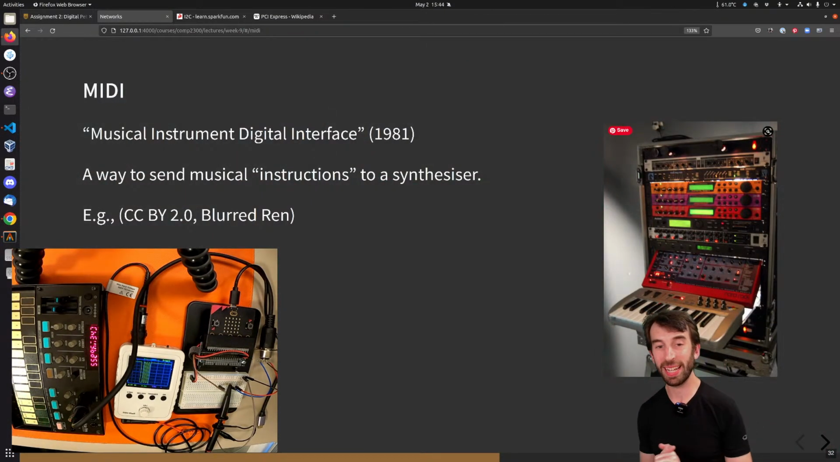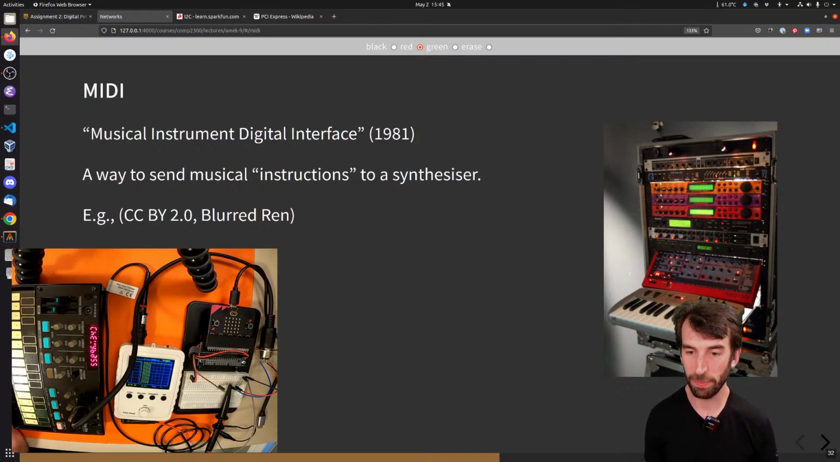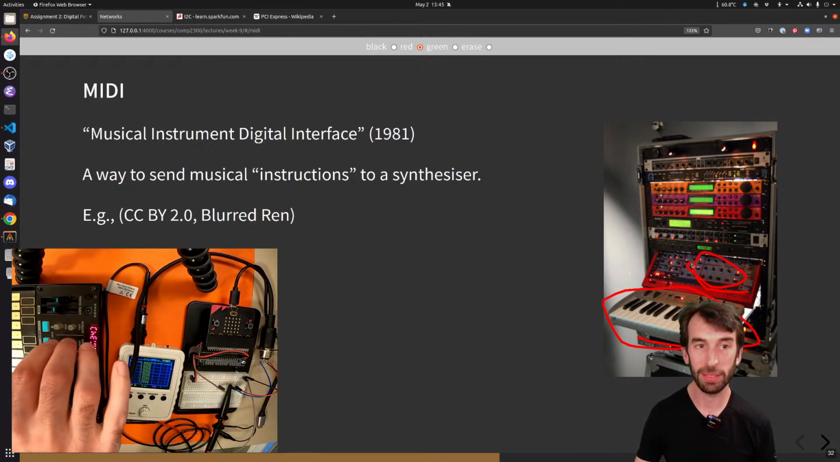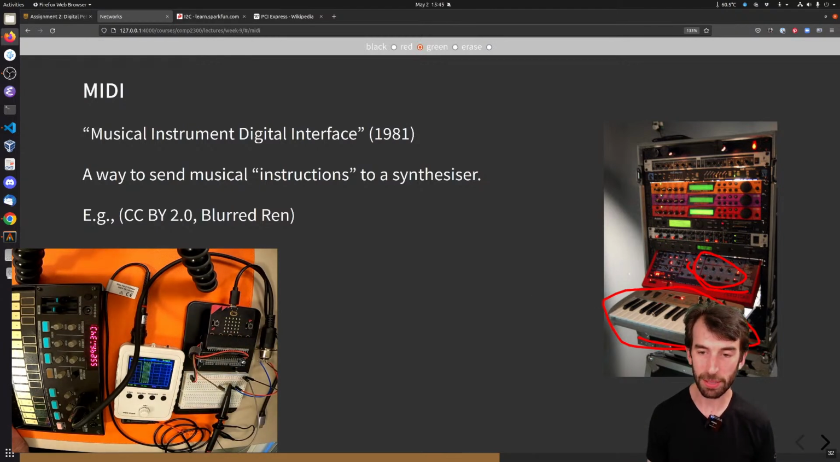MIDI. So this is a serial connection between things that control music, like keyboards, and things that create music, like synthesizers. So here I've got a synthesizer, and I'm going to turn my micro:bit into a music controller, sending instructions. When you press the key down, it sends the instruction, and it goes to the synthesizer.